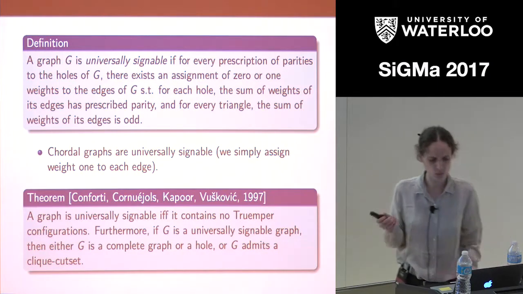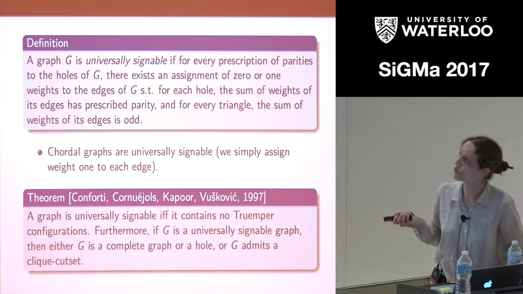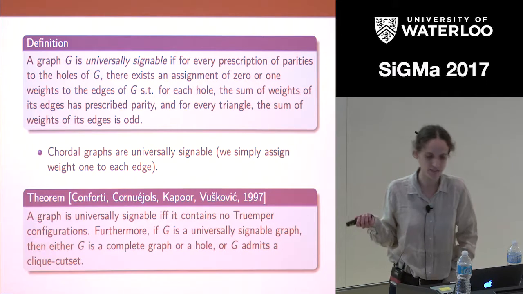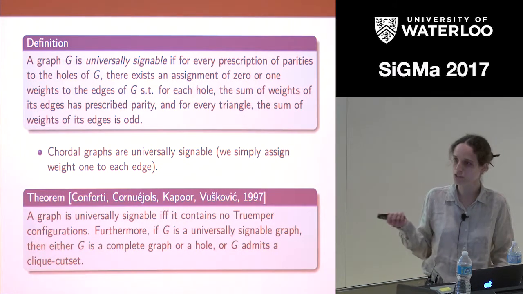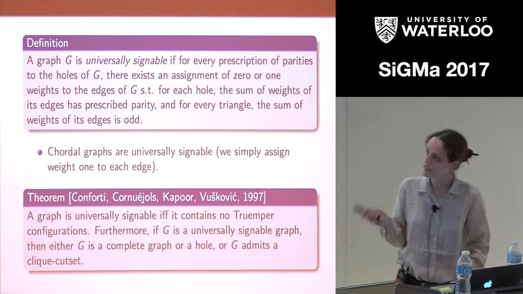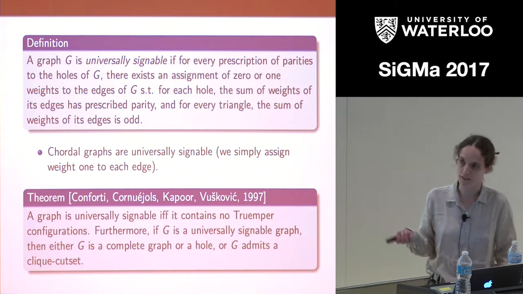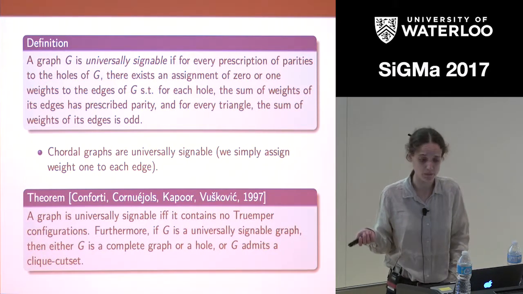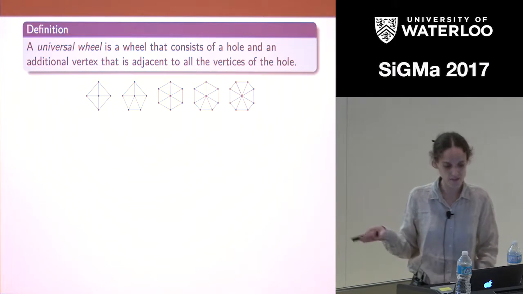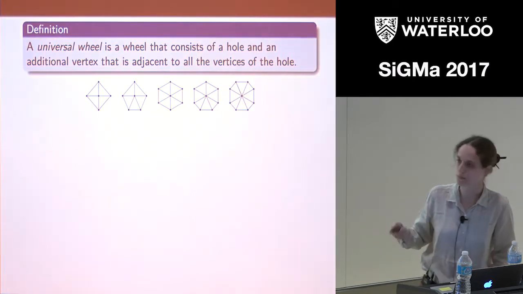Now, what do we want to do? Well, what we wanted to do was to generalize universally assignable graphs, and the way that we're going to generalize them is by allowing certain trumper configurations to appear as induced subgraphs, and in particular, certain types of wheels. So to that end, I have 3 types of wheels.